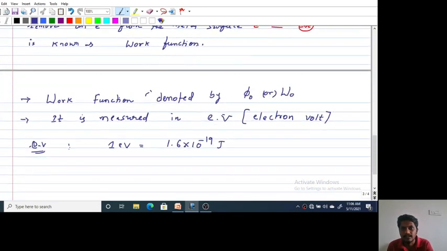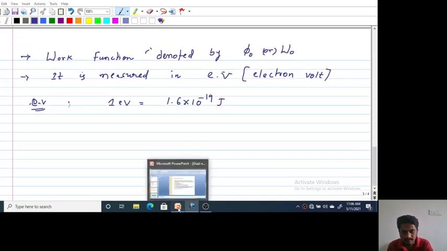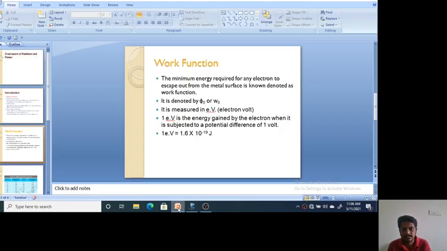And electron emission. I will show some slides here. Once again, see the definition.